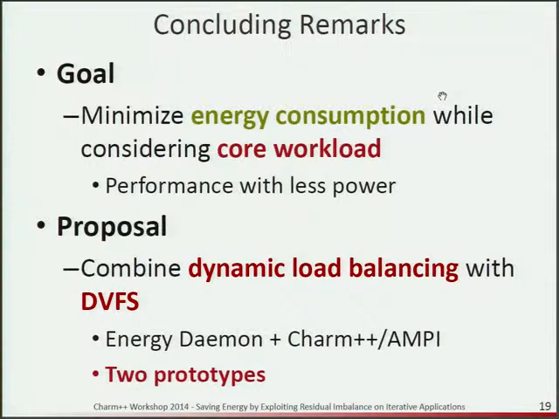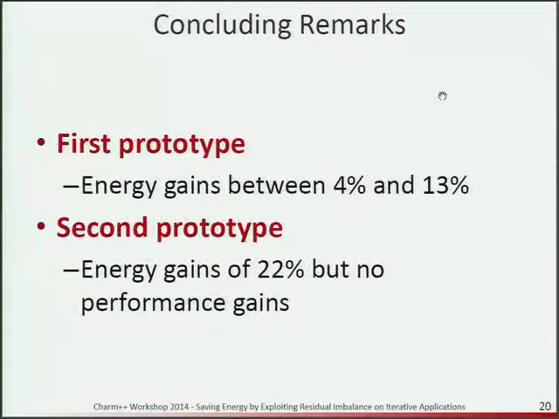And for that, we have an energy daemon and a Charm++ module that currently works in 2 different prototypes. And what we see in the results is that the first prototype was able to provide some performance improvements for one benchmark, and some energy improvements between 4% and 13% when compared to load balancing algorithms. And the second prototype was able to achieve some significant gains in energy, but no performance gains, okay?